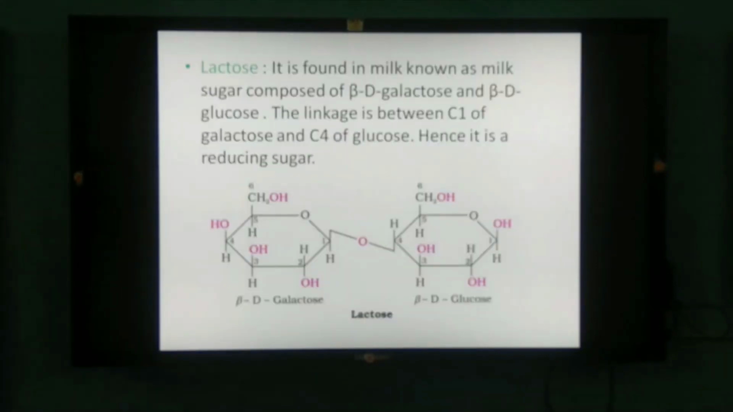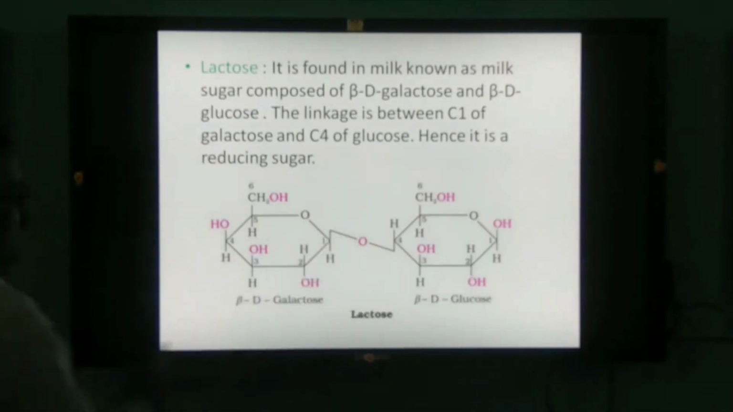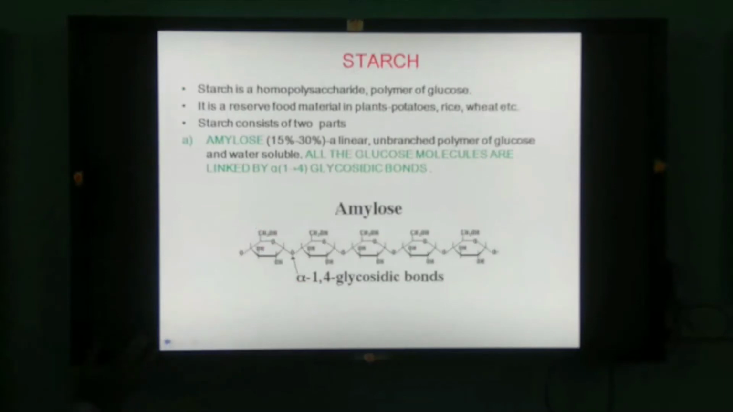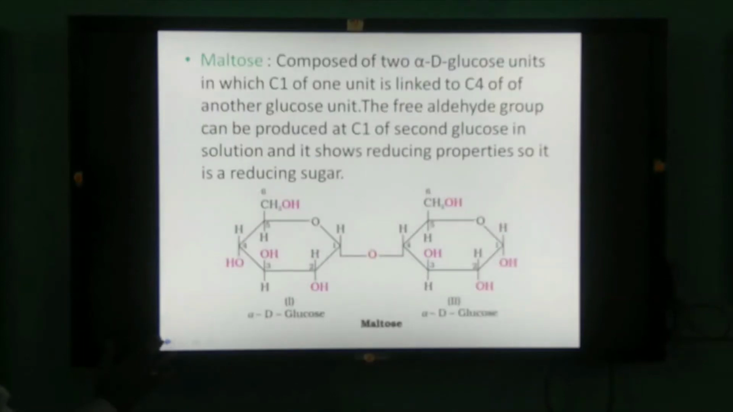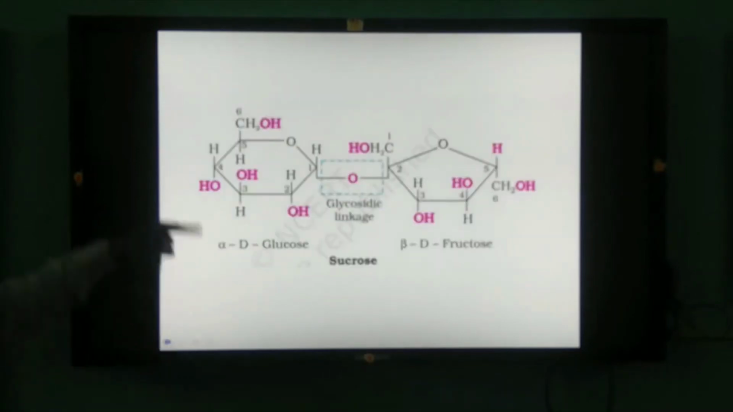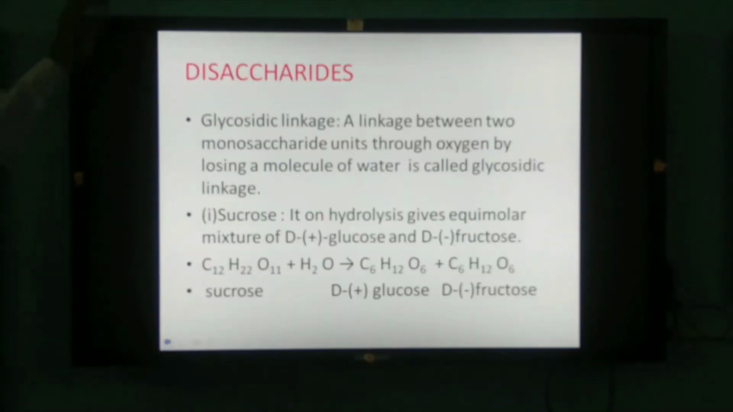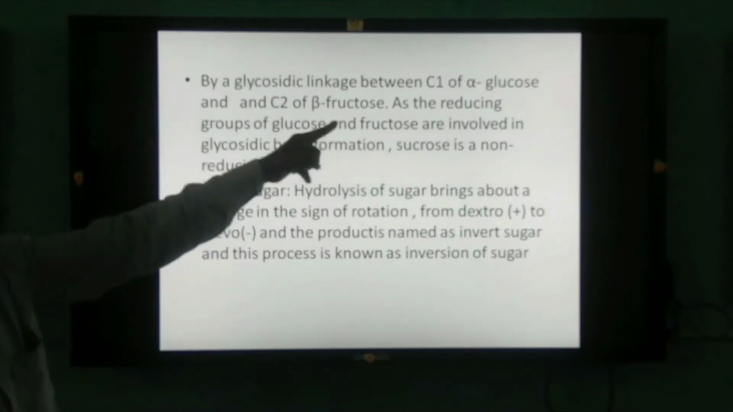Next, lactose is another disaccharide, known as milk sugar. Of course, here one galactose and one glucose have a glycosidic linkage. Maltose. This is the sucrose, of course. Now it's the inversion of sucrose. By glycosidic linkage, on which carbon? C1 of alpha glucose and C2 of fructose.